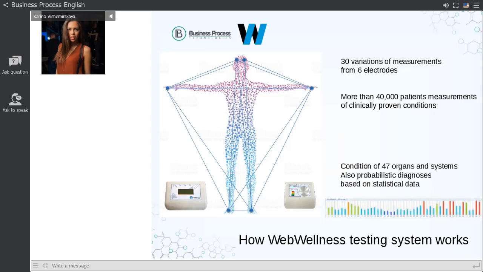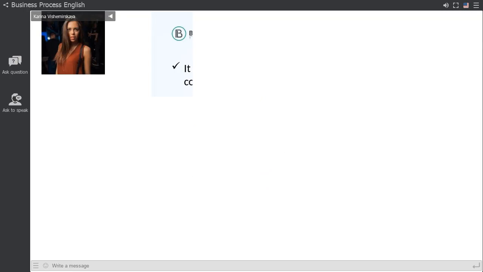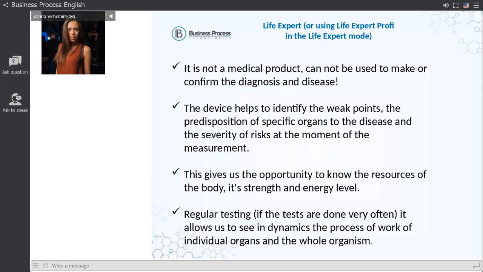Basically, on this picture, we can see the person, and this is how our test is done by measuring the electroconductivity from all the active points. Why these points, you may ask? Because their projection is related to various zones, organs, and systems in the body. Some more interesting information.